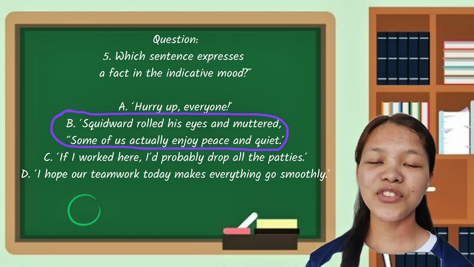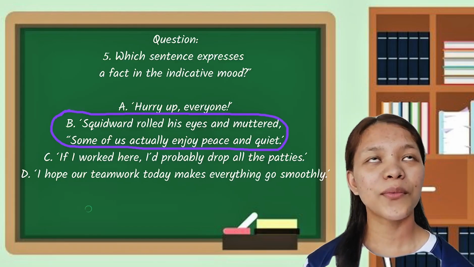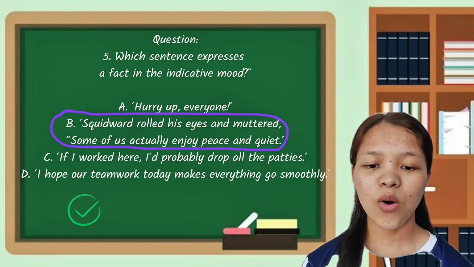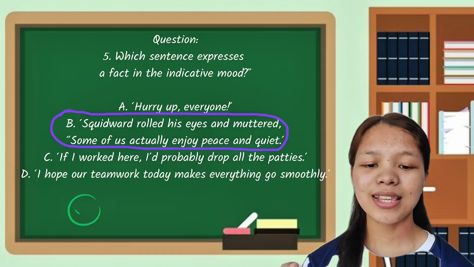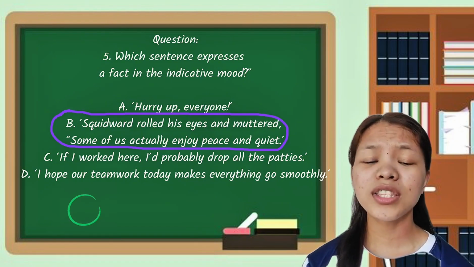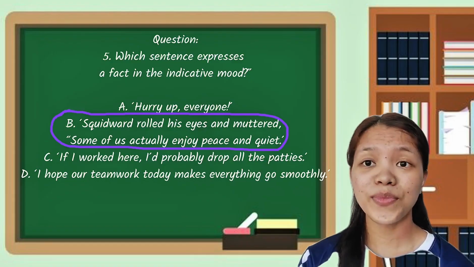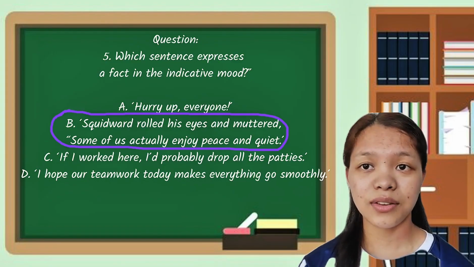Because the indicative mood is used for factual statements or opinions, right? This sentence simply states Squidward's thoughts and actions, so that's what makes it indicative mood. All right, great job everyone. Give yourself a round of applause. Very good. Through this activity, we were able to identify and understand how verb moods are used in different situations and sentences.